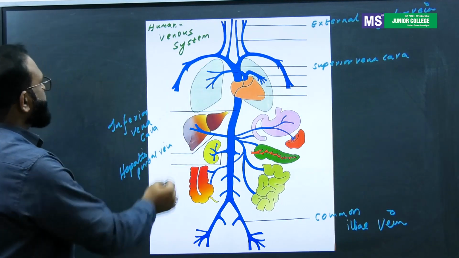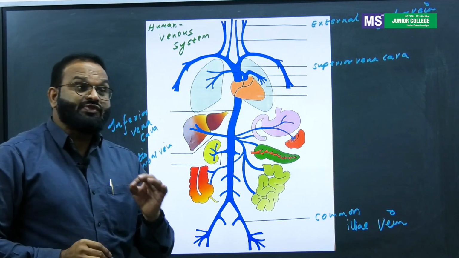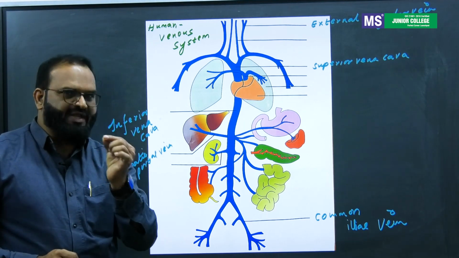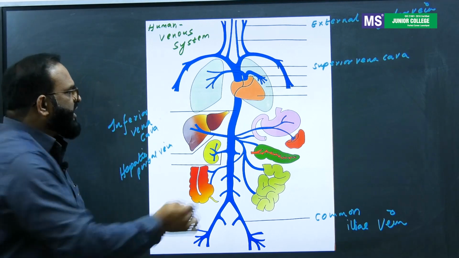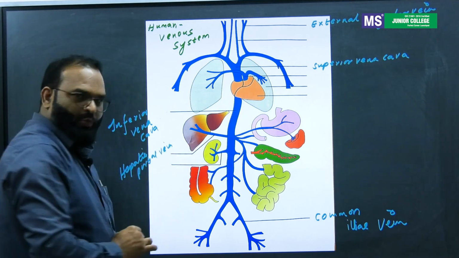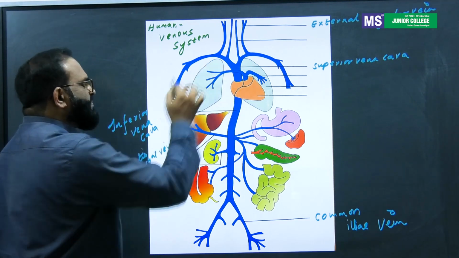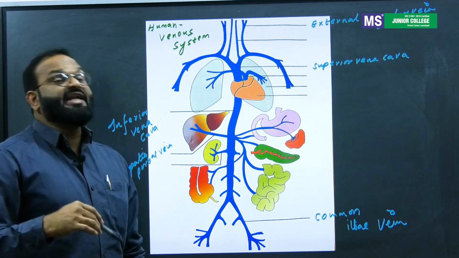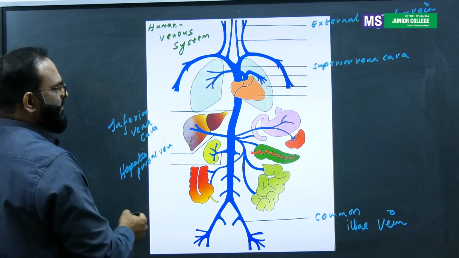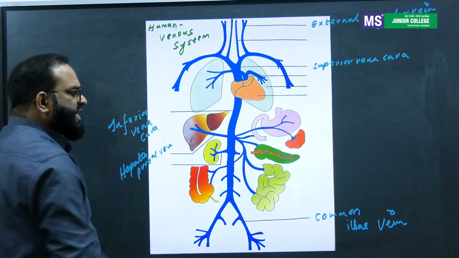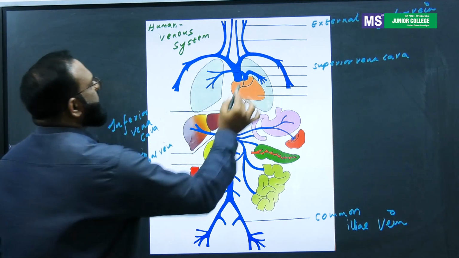Next, human venous system. Students, the difference between the human arterial and venous system: first, you identify the color. If the color is blue, it is the venous system. If the color of these blood vessels is red, then it is the arterial system. Now see, the chart is displayed. You have to draw this diagram and start labeling.